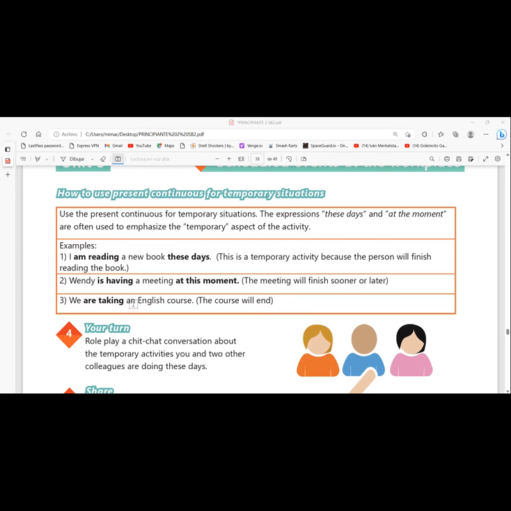Number three, we are taking an English course. The course will end, hopefully, on May 31st, el 31 de mayo va a terminar nuestro curso.